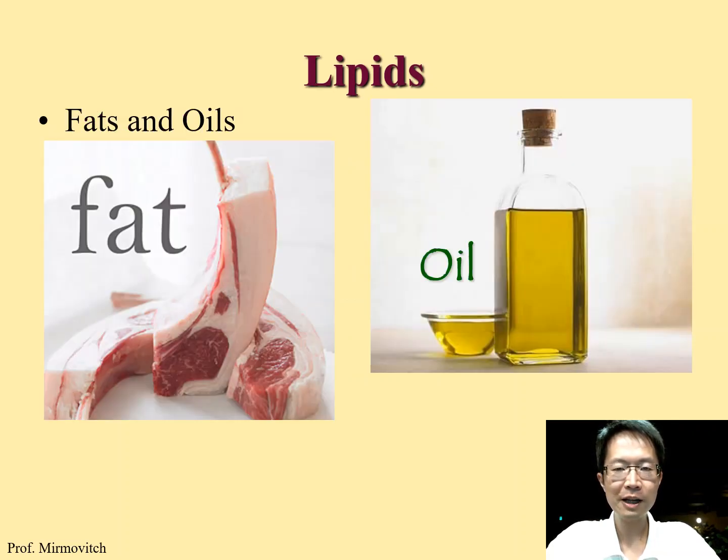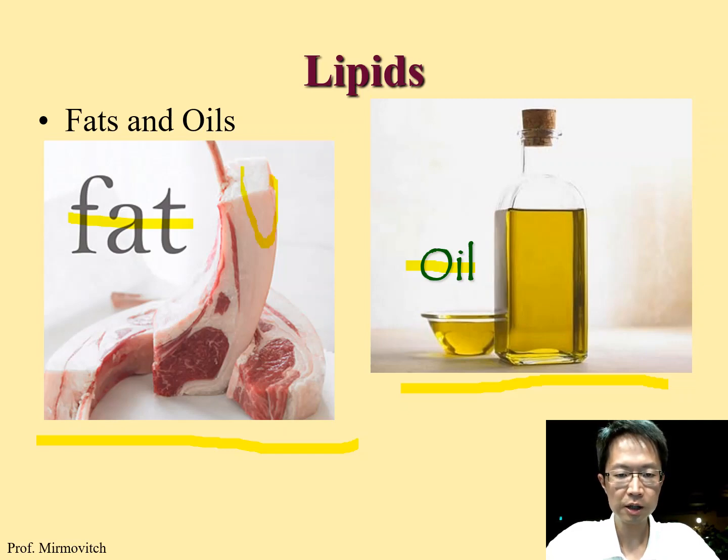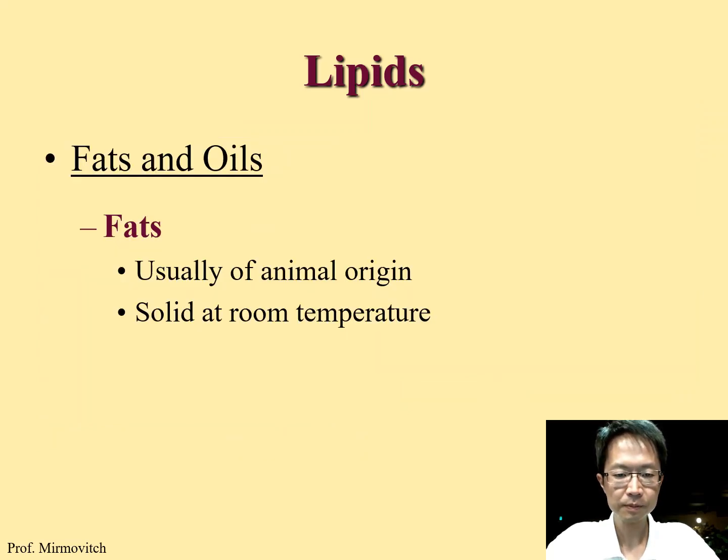We have two types of lipid. Well, actually, there are more than two types of lipid. The first two we'll talk about are fat and oil. As you can see, fat is mostly from animals, and oil is mostly from plants. Also, fat is solid at room temperature, but oil is liquid at room temperature. We'll tell you the significance of the two differences later. So as I said, fat is of animal origin and solid.